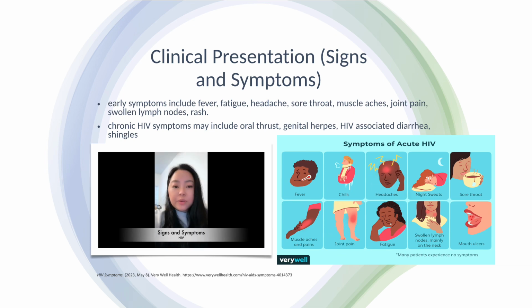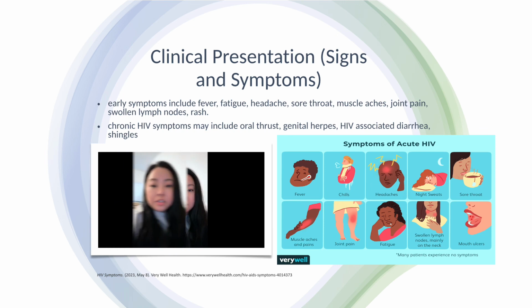I will be going over clinical presentation, signs and symptoms of HIV. Early symptoms include fever, fatigue, headache, sore throat, muscle aches, joint pain, swollen lymph nodes, and rash. Chronic HIV symptoms may include oral thrush, genital herpes, HIV-associated diarrhea, and shingles.